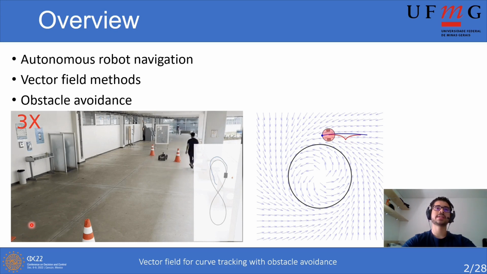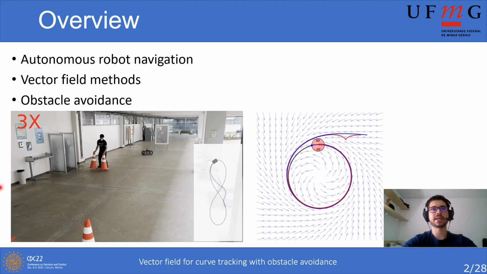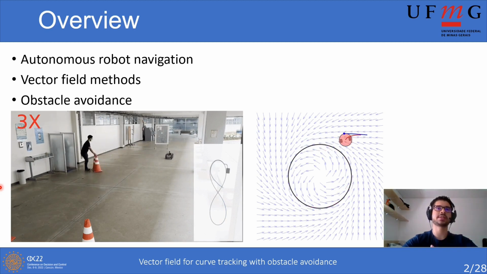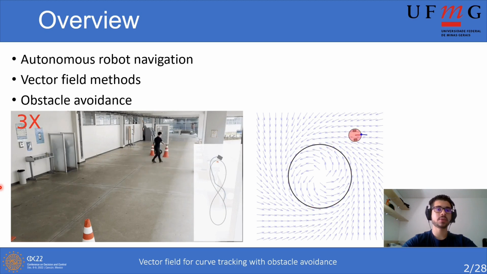Our work is inserted in the autonomous robot navigation context, where the robot needs to move safely in a given environment filled with obstacles. This applies to many applications such as surveillance, inspection, search and rescue, among many others. And to achieve that, vector field strategies have been widely used. In this work, we present a vector field method to follow curves while allowing obstacle avoidance in a reactive approach.